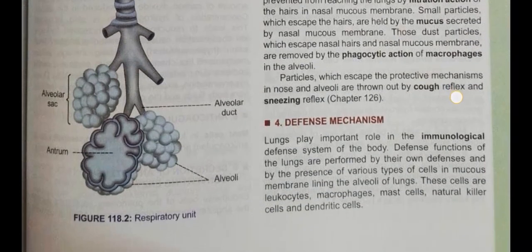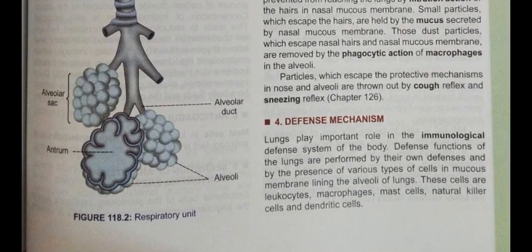Then the defense mechanism. Lungs play an important role in the immunological defense mechanism of the body. Defense functions of the lungs are performed by their own defenses and by the presence of various types of cells in the mucous membrane lining the alveoli of the lungs. These cells are leukocytes, macrophages, mast cells, natural killer cells, and dendritic cells.